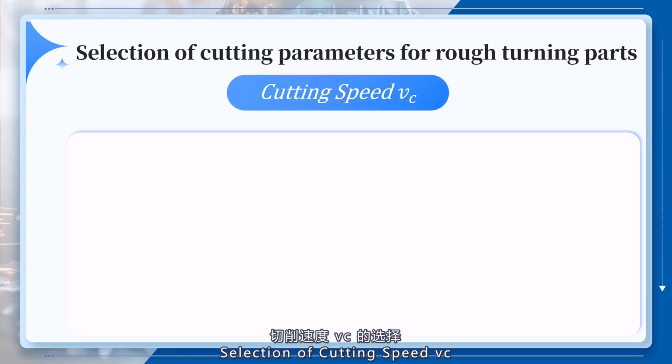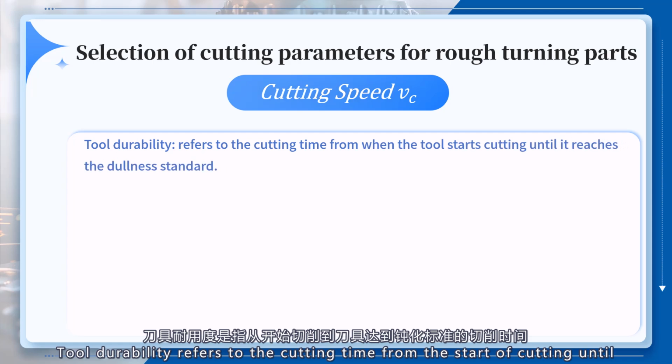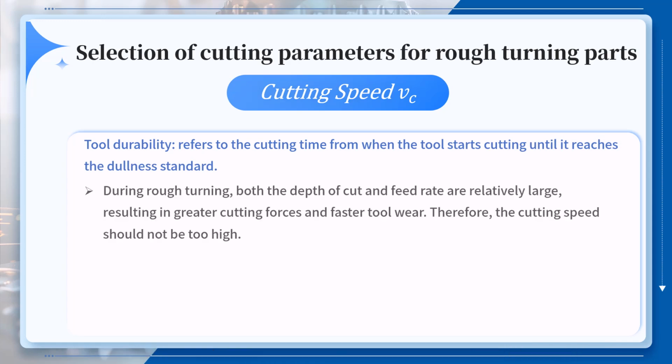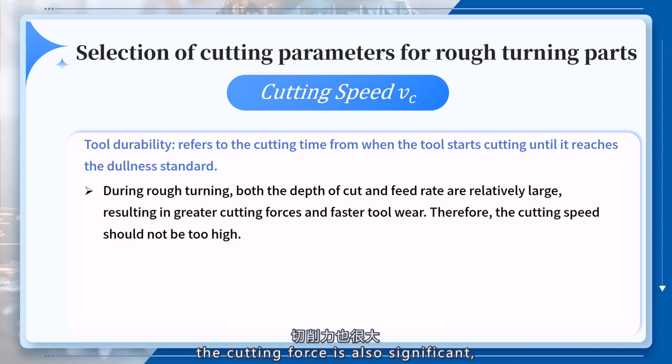Selection of cutting speed, Vc. The cutting speed is primarily determined based on the tool's durability. Tool durability refers to the cutting time from the start of cutting until the tool reaches the standard for dullness. During rough turning, since both the depth of cut and feed rate are relatively large, the cutting force is also significant, leading to faster tool wear. Therefore, the cutting speed should not be too high.